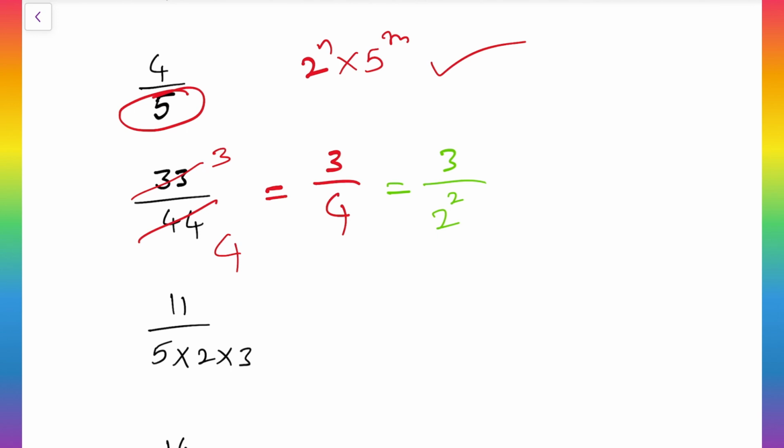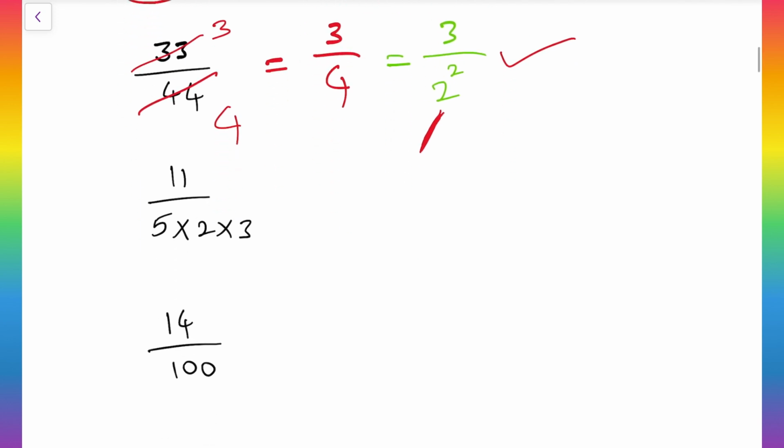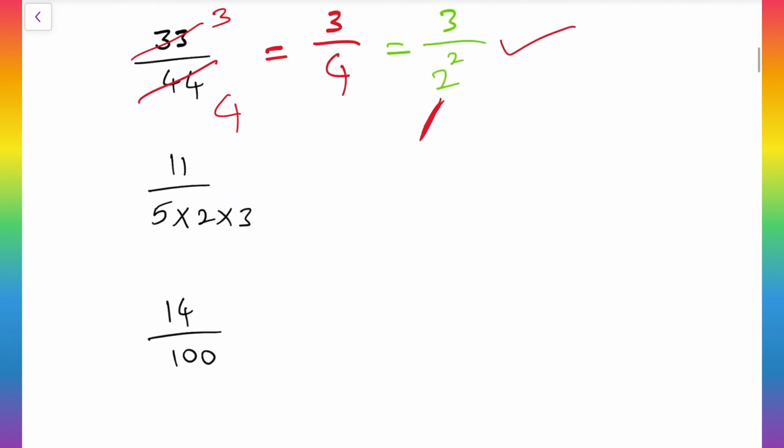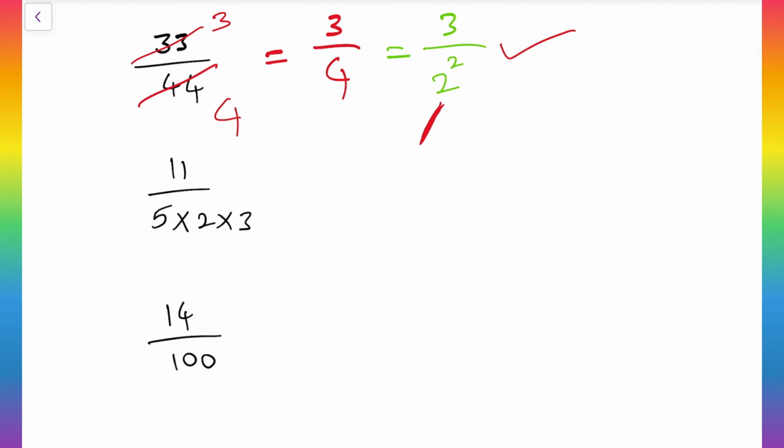So if we observe this denominator base, that is 2. Then obviously this is terminating. Next, coming to this, 11 by 5 into 2 into 3. 5 is there in the denominator, which is wanted. Okay, very good. 2 is necessary for us, so it is there. Okay, very good. But some other unnecessary number, 3, is there. So that is the reason this is a non-terminating repeating type of decimal.